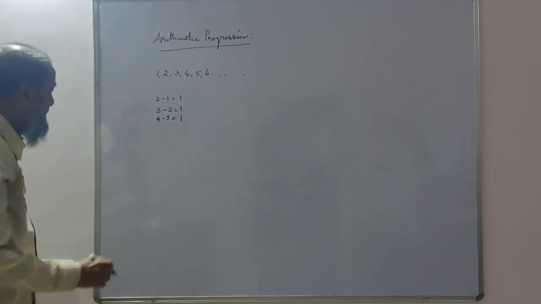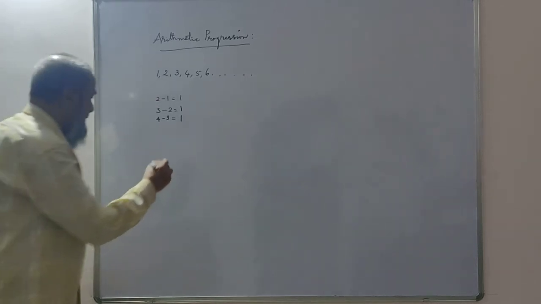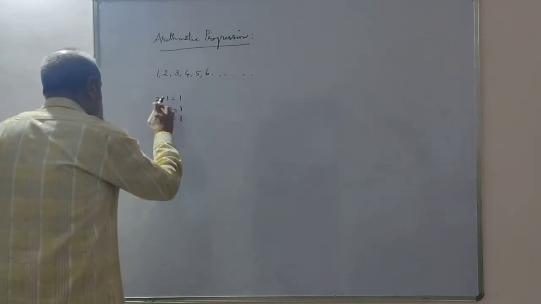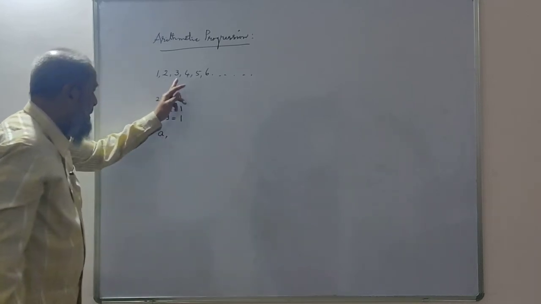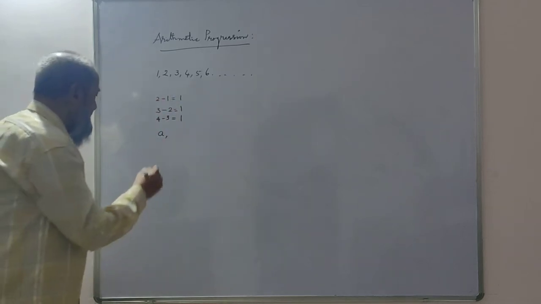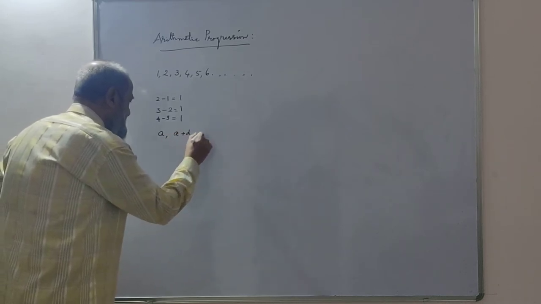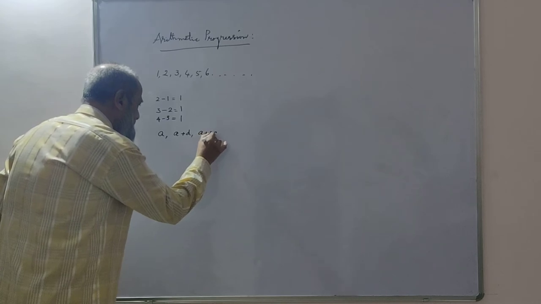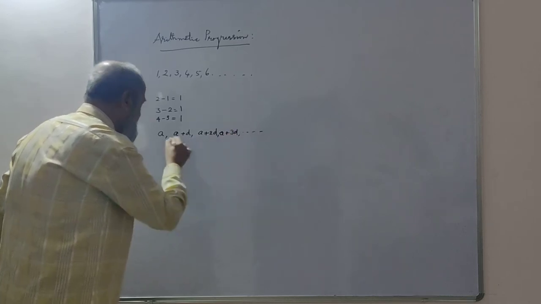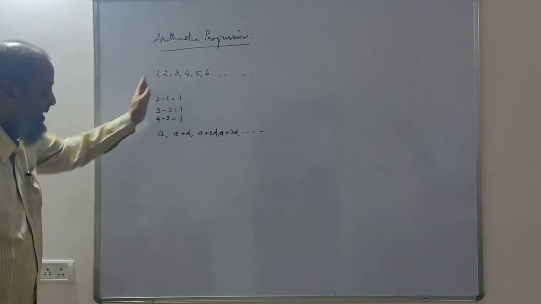Now, here, the first number of the series or first number of the progression is denoted by A. And the common difference, the difference between one number and the number preceding that number, is called the common difference, that is represented by D. So A, A plus D, A plus 2D, A plus 3D, etc. You can write it. This is the general form of writing it. Here, it need not be increasing only. It can be decreasing also.